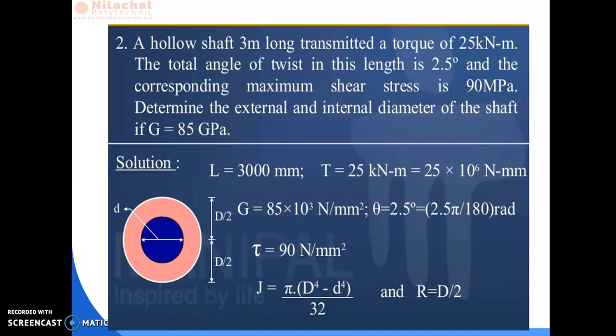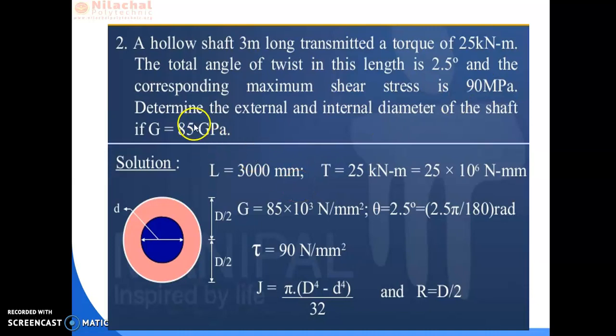From the above expression, we have length L equal to 3 meter, that is 3000 mm, and torque transmission equal to 25 kilonewton meter. So, that is 25 into 10 to the power 6 Newton mm, and capital G is equal to 85 into 10 to the power 3 Newton per mm square, as gigapascal. Theta is equal to 2.5 degree, which means we have to convert into radian. So, 2.5 pi divided by 180 radian. Shear stress tau is equal to 90 megapascal, we can convert into Newton per mm square. So, 90 Newton per mm square.